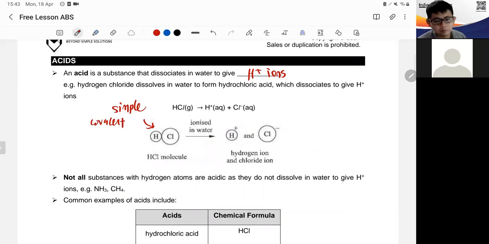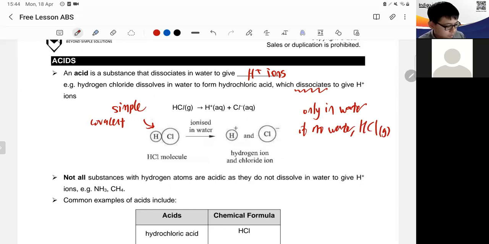When I put it in water, however, it's supposed to dissociate. So the word here is dissociate, to give H plus and Cl minus ions only in water. Which means if there is no water, the HCl simply remains as a simple covalent HCl with no acidic properties. We'll talk about the acidic properties in a while. So the hallmark of acids is that they must dissolve in water to give H plus.